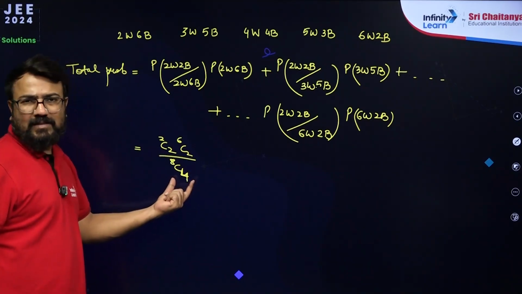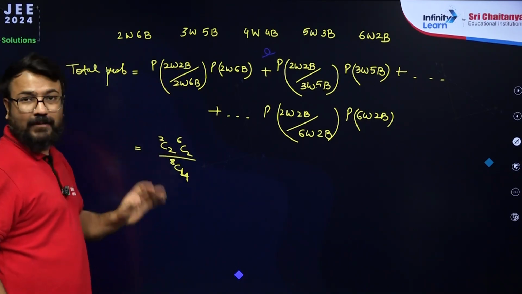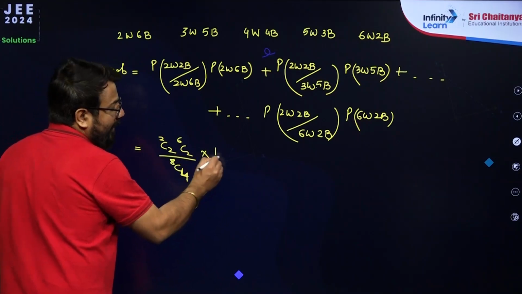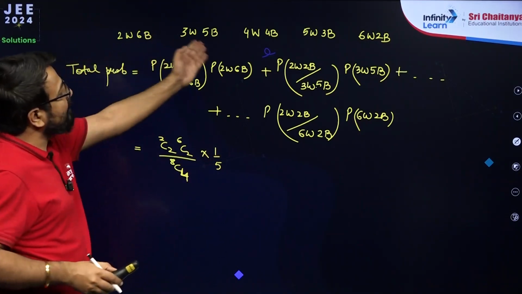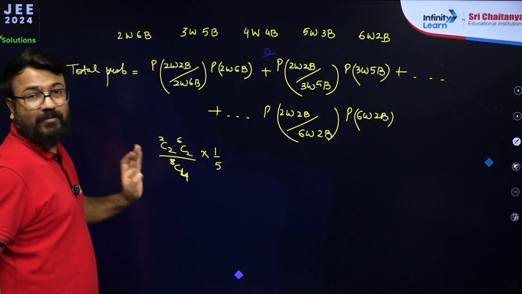So the total number of cases will be 8C4, and the favorable are 2 from the white and 2 from the black. Into 1 by 5. Why am I writing this? Because there are 5 cases you can see. And if I want the probability of this particular case, then it will be 1 by 5.